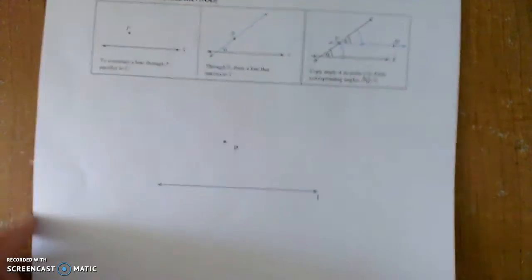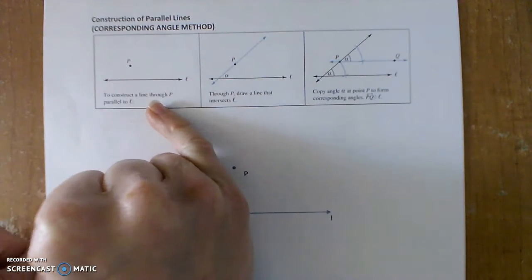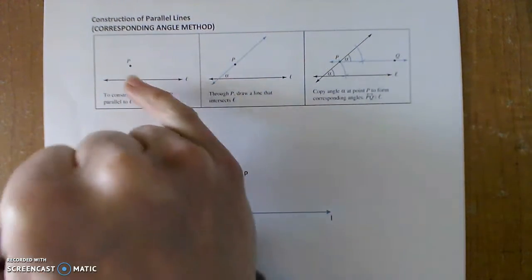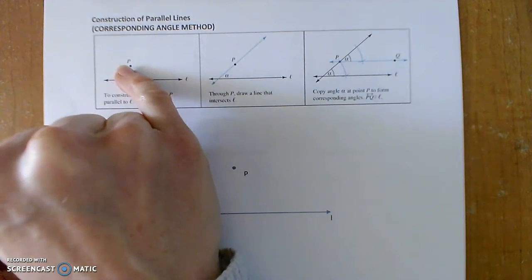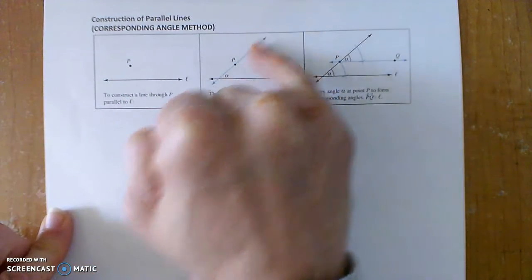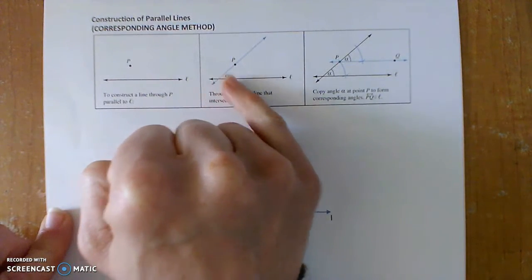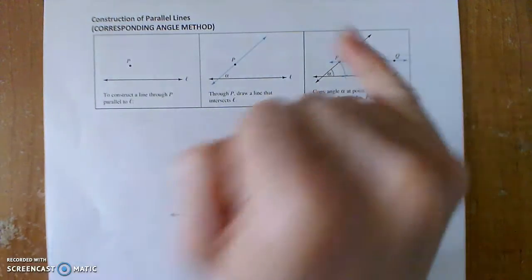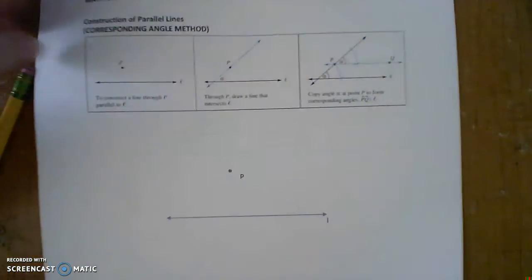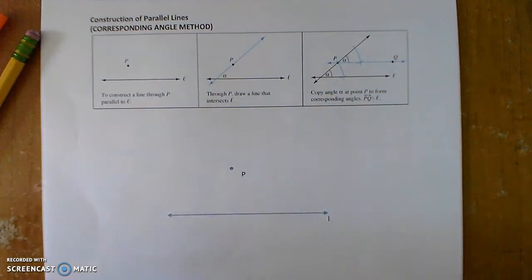This is the corresponding angle method. This method just allows you to construct a line parallel to the given line through a point by creating an angle through the point in the line, and then copying that angle up to point P. And we've done that construction a few times where we've copied an angle, so we'll go through that relatively quickly.